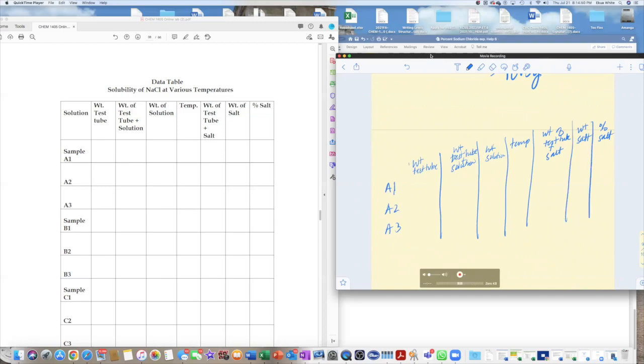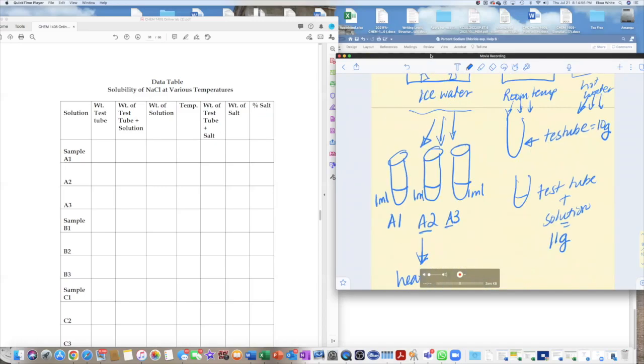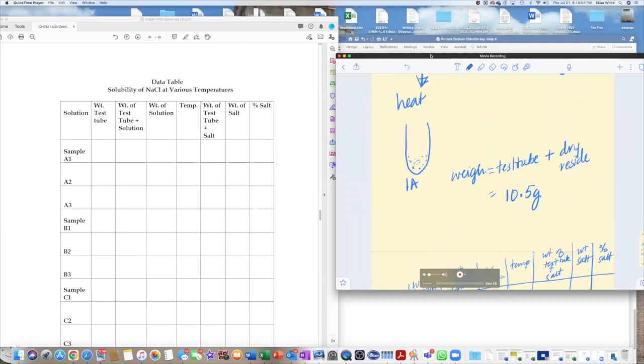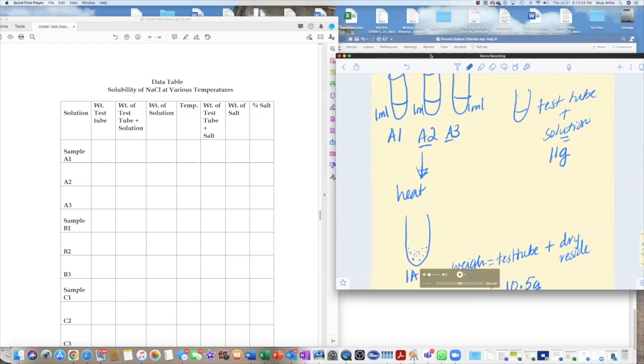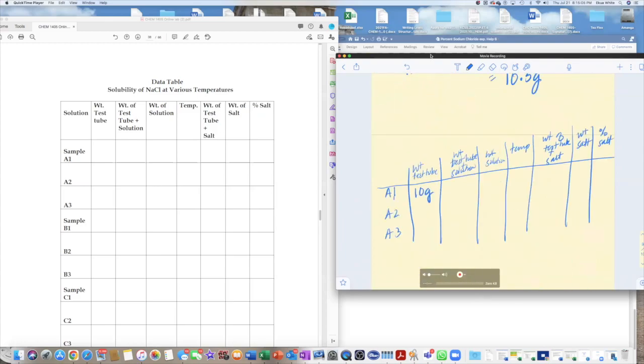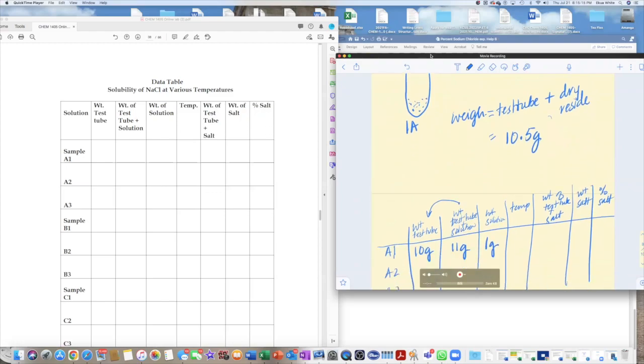Okay, so I'm going to use my fake numbers. These are not the real numbers, so don't use those numbers. Let's see. Weight of test tube I said was what? 10 grams, right? So 10 grams right here. And then weight of test tube plus solution. That's this one right here, 11 grams. So with a solution, take this minus this, right? So 1 gram.